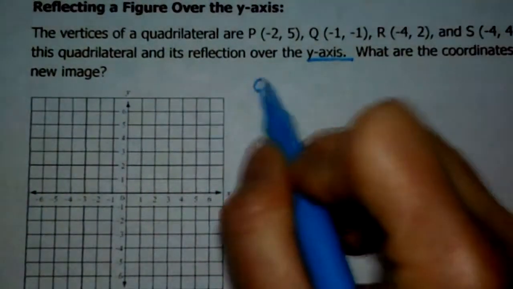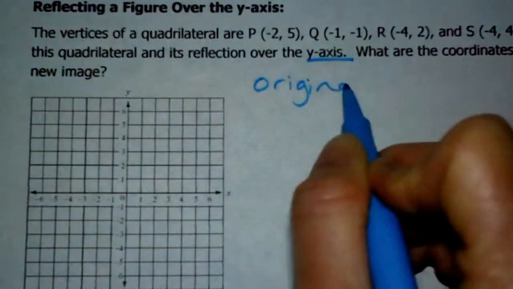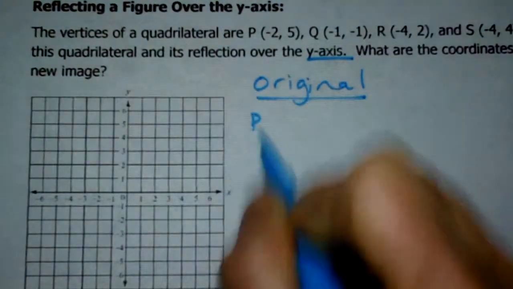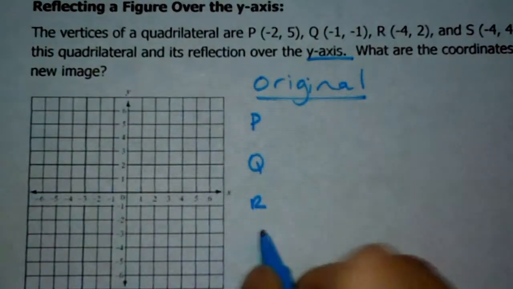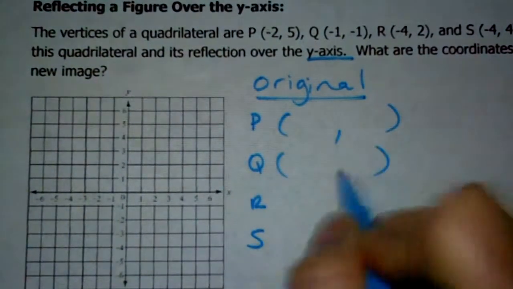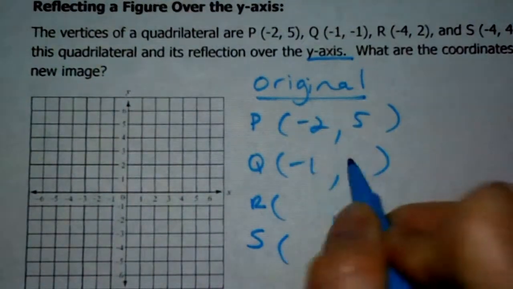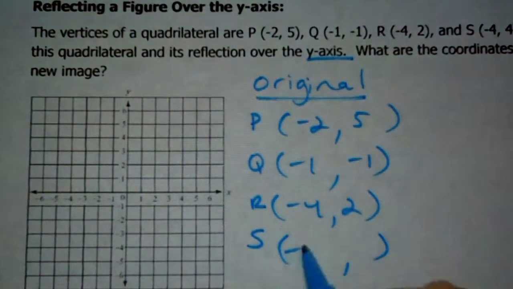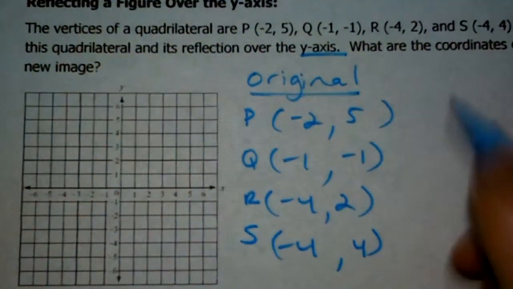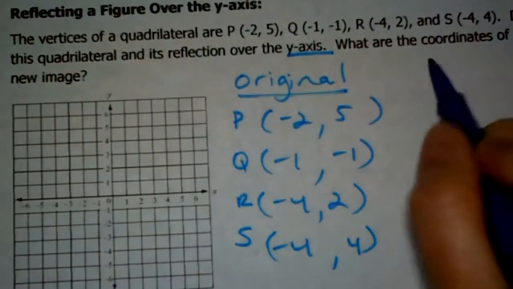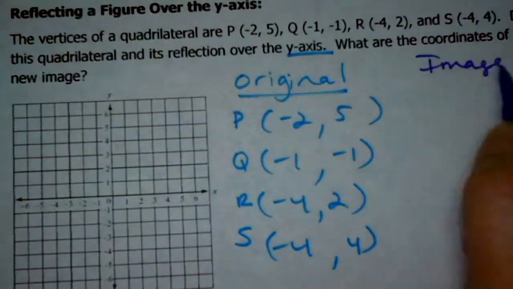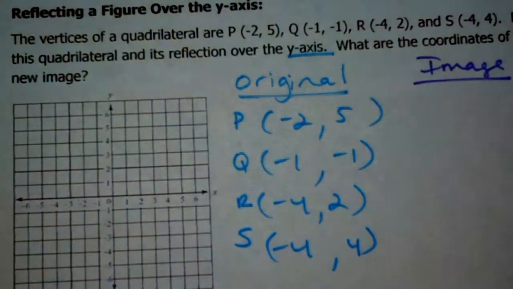So let's list out our original, because again, I want you to be able to see patterns in the end. And we have P, Q, R, S. And given, it's negative 2, 5, negative 1, negative 1, negative 4, 2, and negative 4, 4. So those are all the originals that were given to us in the problem. I'm going to make a little spot for the image as well. And let's plot our original.